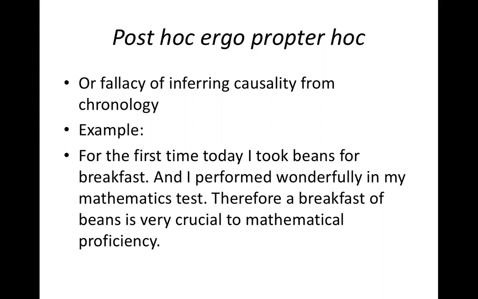So you begin to think that the beans may have had something to do with your performance at the mathematics test. But the fact that something happened before another thing doesn't mean that it caused it. You need more proof to show that something that happened before another caused it. So you need more proof to show that the beans you took for your breakfast had anything to do with your performance in the mathematics test.